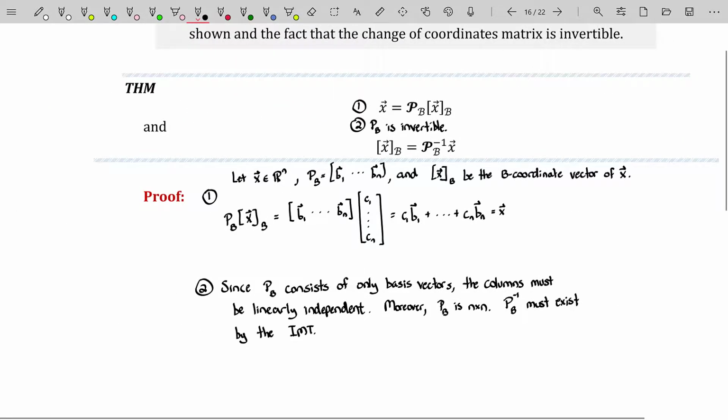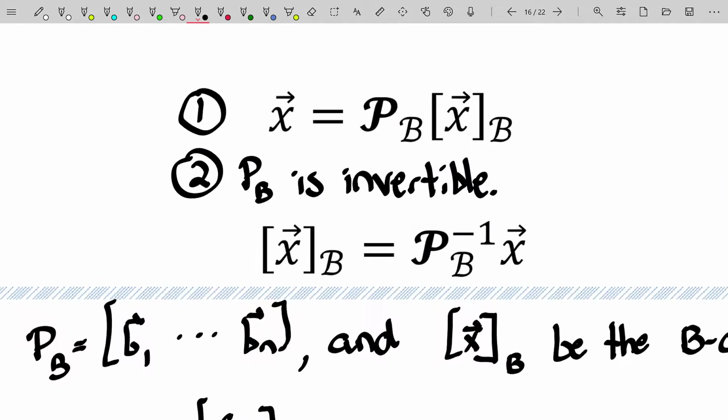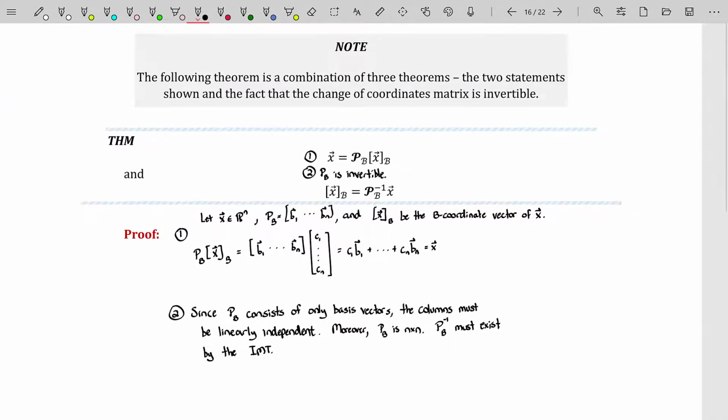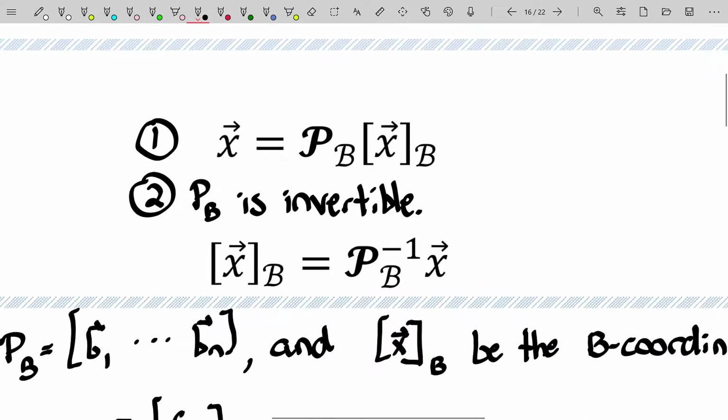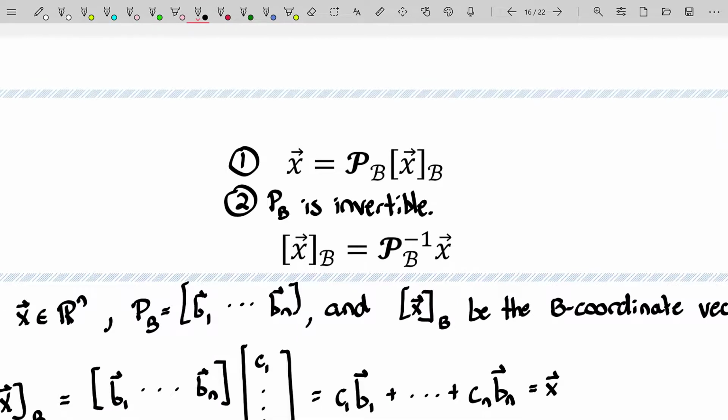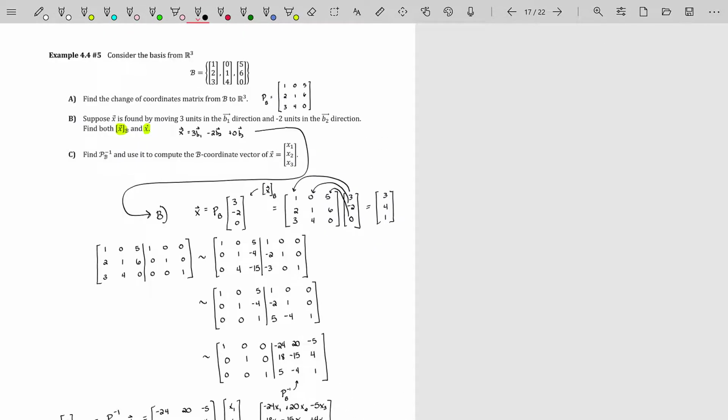So that proves 1 and 2, and then 3 just falls out by multiplying both sides of 1 on the left by P sub b inverse. So that actually proves everything that we wanted to prove, and that finishes out this video. Not much to it, right? Really very fast. Once you know these two formulas right here, x is equal to the change of coordinates matrix times the b coordinate vector of x, then you have everything else really to do problems like this right here. In essence, working from Rn to Rn is usually not an issue.